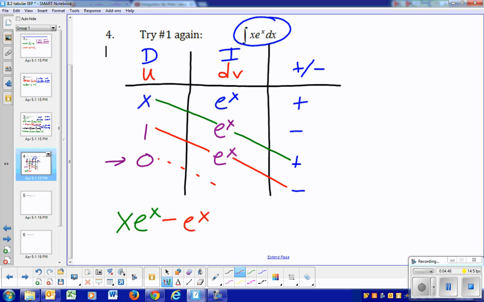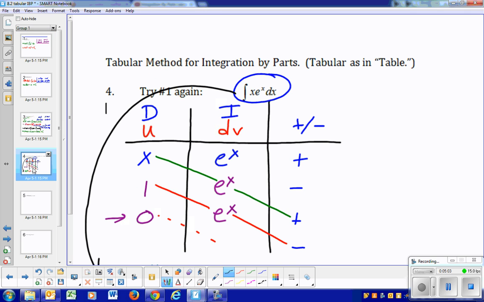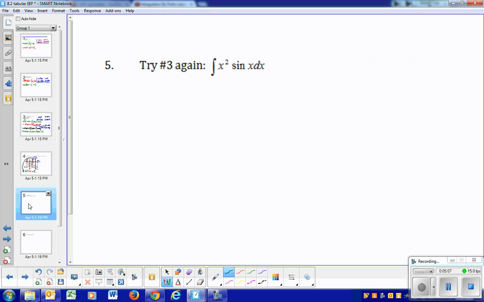And since this is the result of an integration problem, we have to remember the plus C. Okay, so this hopefully matches exactly what we got for question 1 before. Is it? Oh, good, we did it right. So that's tabular integration by parts. That's just an organizing way to get through an integration by parts problem.